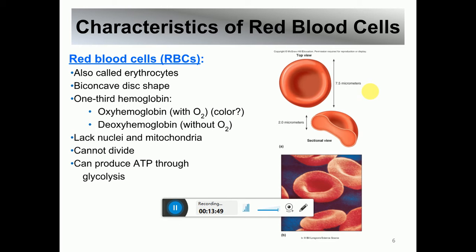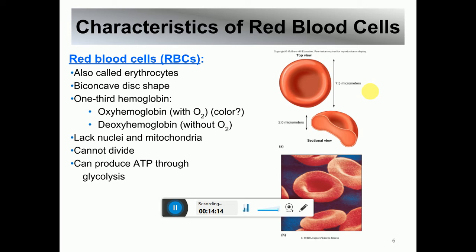So now we're going to talk about the characteristics of each cell individually. The red blood cells are also called erythrocytes. Again, you have to be familiar with the different names. It looks like a biconcave disc. This is another cell that does not have a nucleus. So the two cells in our bloodstream so far that we've talked about that do not have nuclei are our red blood cells and platelets.